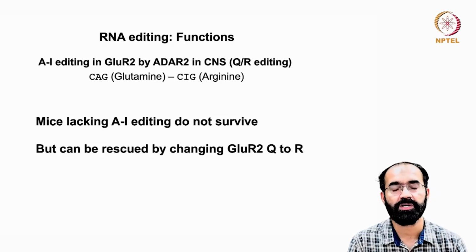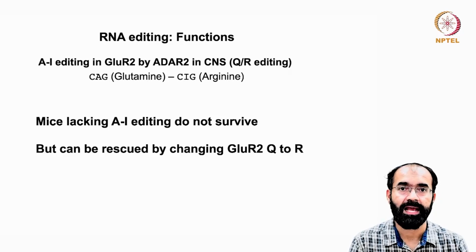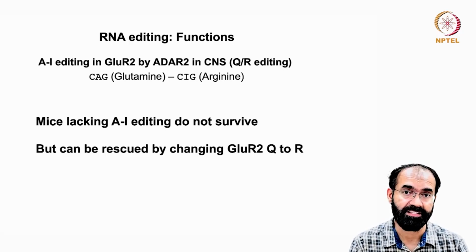So this is what you should understand, that some RNA editing are so crucial, and the life and death hang by a balance of RNA editing and to a highly developed mammal such as mice.